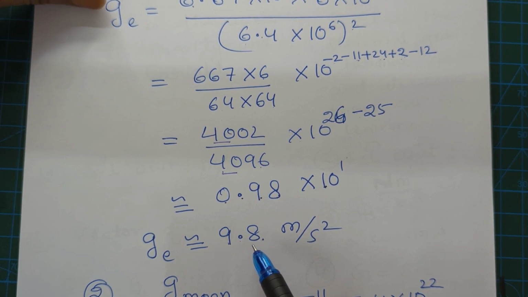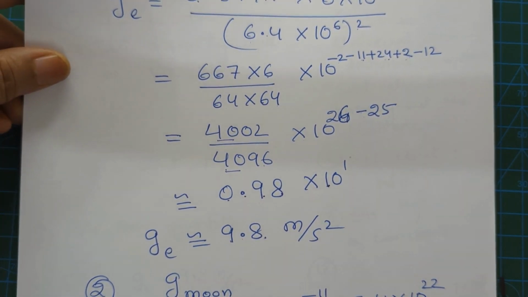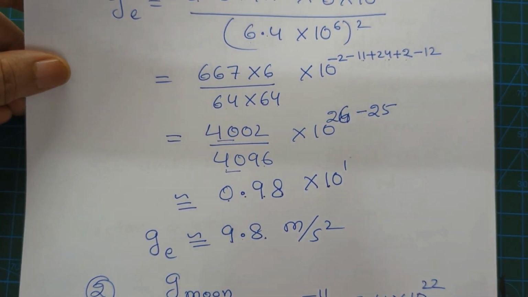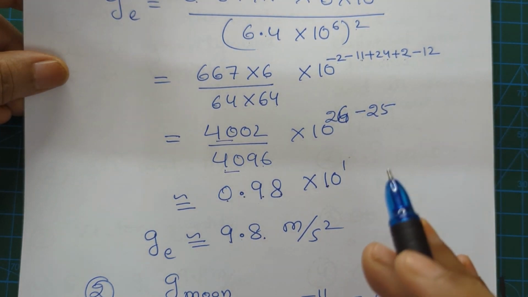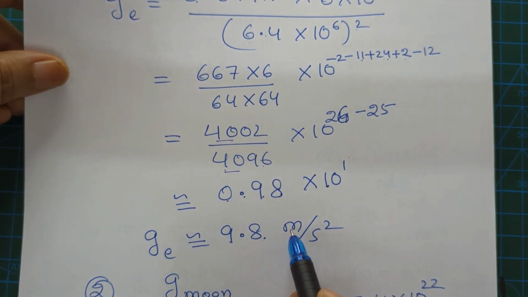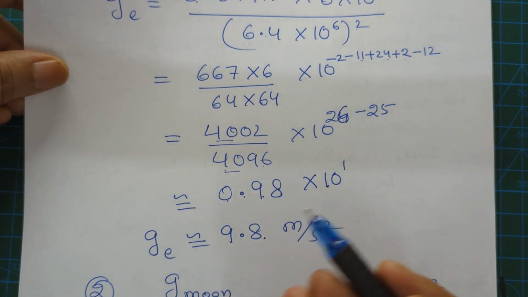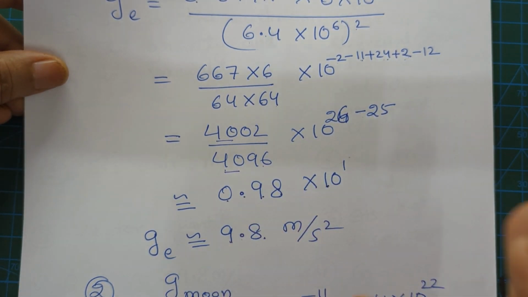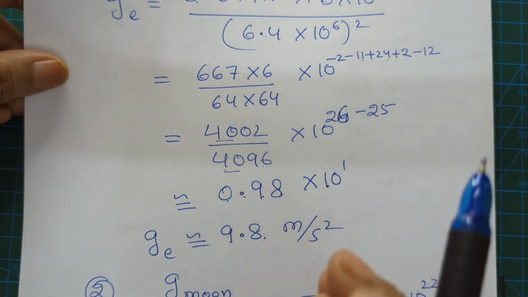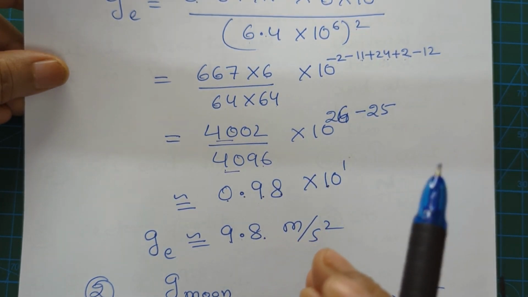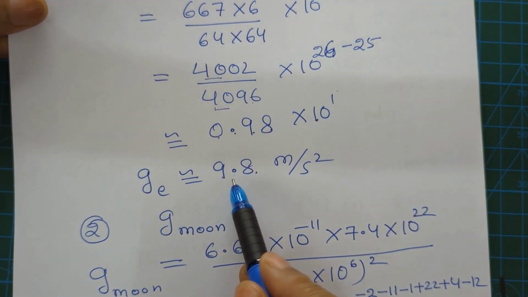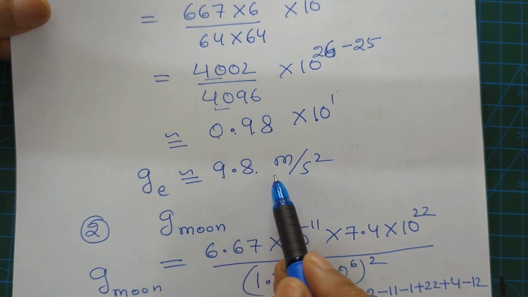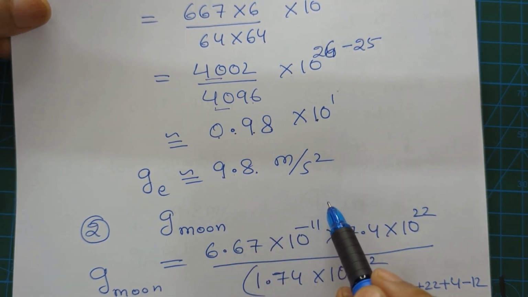9.8 meter per second square is the acceleration of a free fall of an object on Earth. That means every object that is dropped on Earth will travel towards Earth with a speed of 9.8 meter per second in every second, because force of gravity is constant. So every freely falling body will be falling towards Earth with a speed of 9.8 meter per second in every second. That was g of Earth, which during calculation sometimes is taken as 10 meter per second. So downward acceleration is 10 meter per second square.